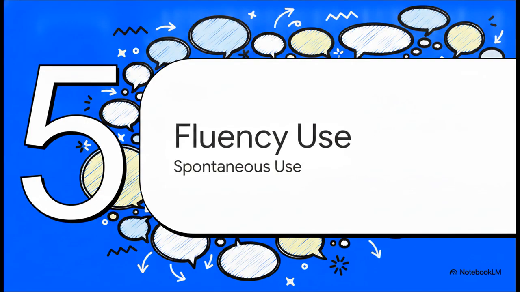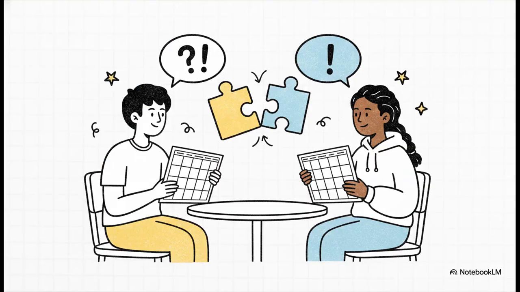Finally, we reach step 5, fluency use, spontaneous communication. In this final 15 to 18-minute block, the whole dynamic of the classroom fundamentally shifts. The message and spontaneous communication take absolute priority over grammatical perfection. The goal is to use the tense to achieve a real communicative goal.